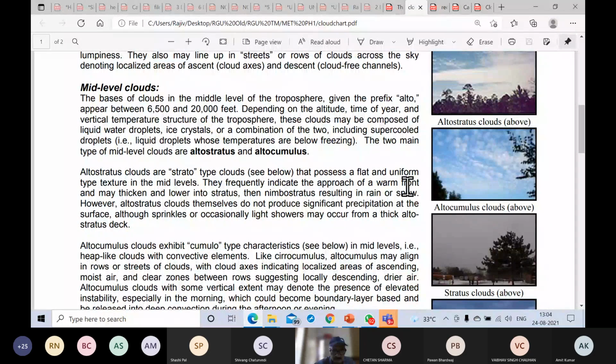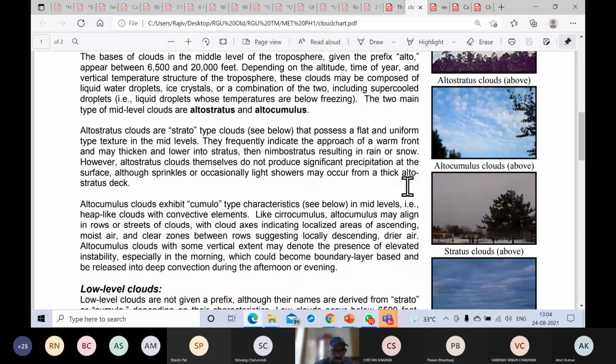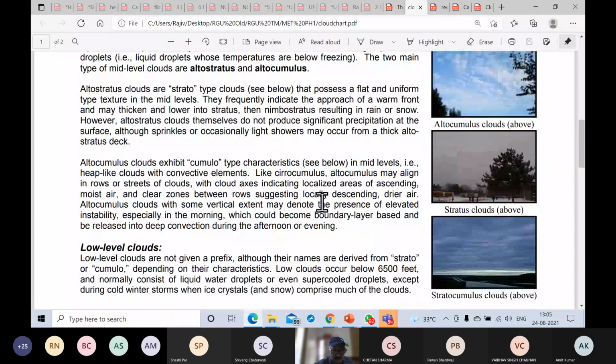Now they do have a vertical extent. They rise. Alto stratus, alto cumulus, alto वाले जो हैं mid-level clouds, they do have a vertical extent. They may rise vertically. Now, what is happening here is that let us look at some photographs also for a clear understanding.